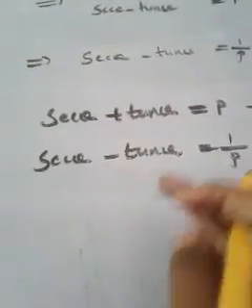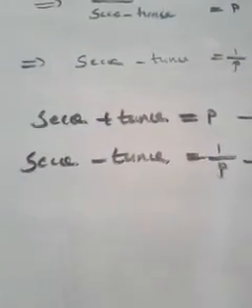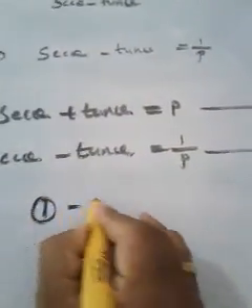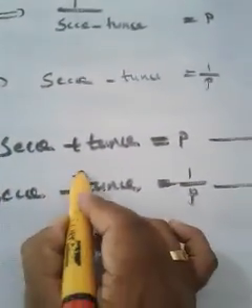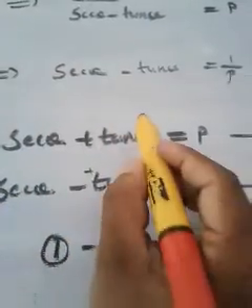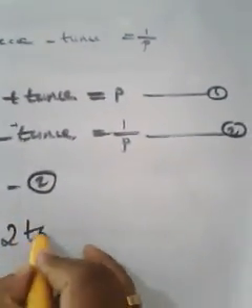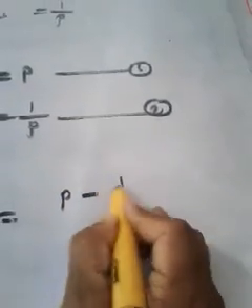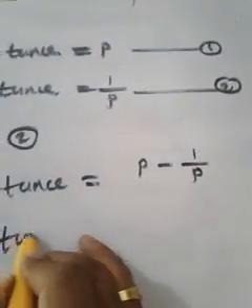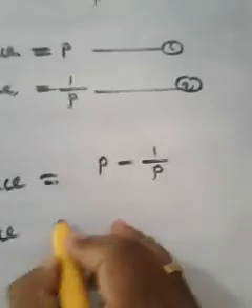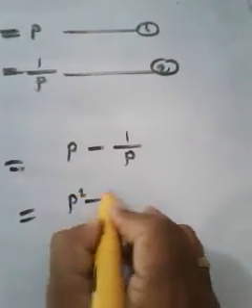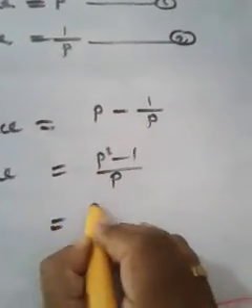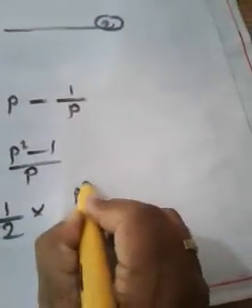When you add these two equations, tan will get cancelled. So what do you have to do? You have to subtract 1 minus 2. When you subtract, the sign will reverse. So sec minus sec will be 0. Tan plus tan will be what? 2 tan theta, and subtracting the right side, it becomes p minus 1 by p. What is 2 tan theta? When you cross multiply, it becomes p square minus 1 by p. Then what is tan theta? It's nothing but 1 by 2 into p square minus 1 by p.